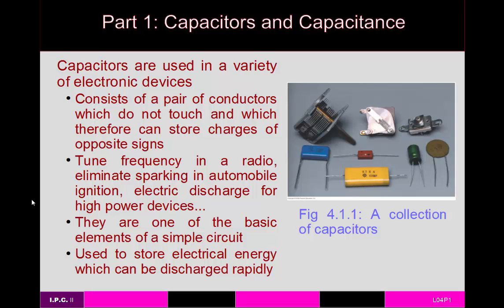And what a capacitor basically does is it stores charge. It consists of a pair of conductors which cannot touch each other, and therefore each of which can store some charge. One conductor will store charge that's positive, the other will store charge that's negative. And they're used for a variety of purposes, from tuning radios to trying to eliminate sparking in automobile ignition to timing for your windshield wipers. And they are also used often to store electrical energy that can be discharged very rapidly.